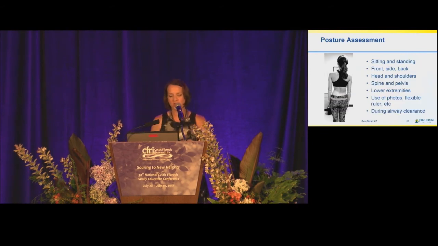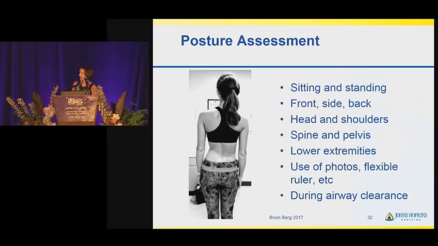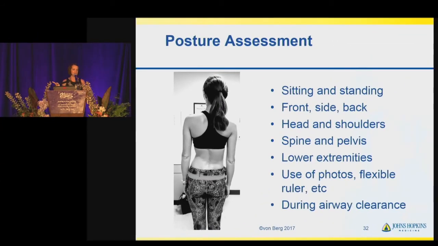Moving on, our posture assessment, and this woman you can see does not have good posture. She has a pretty significant scoliosis in addition to having CF. I'm going to look at posture both in sitting and standing from the front, side, and the back so I can really get an idea of what's going on. Looking at position of head and shoulders, spine and pelvis, and down through the lower extremities, the legs.